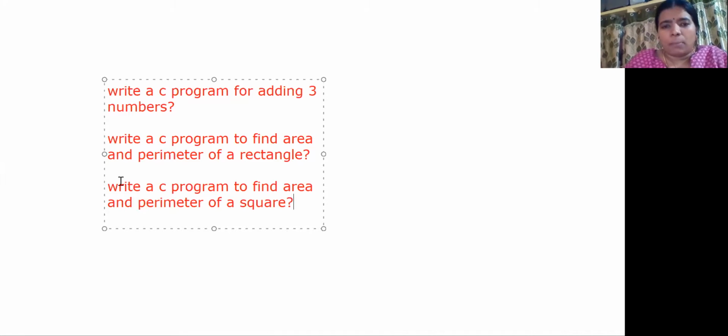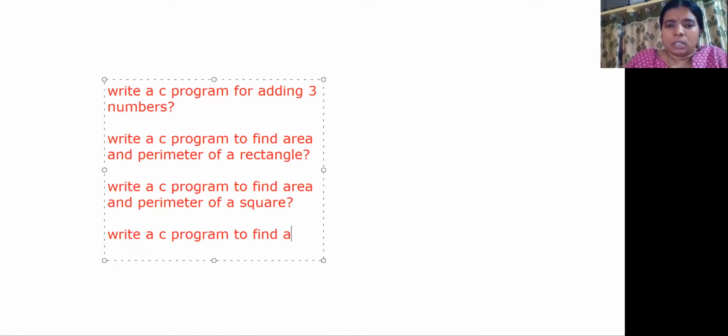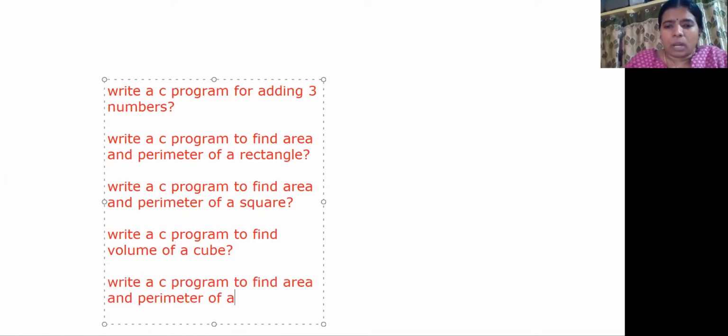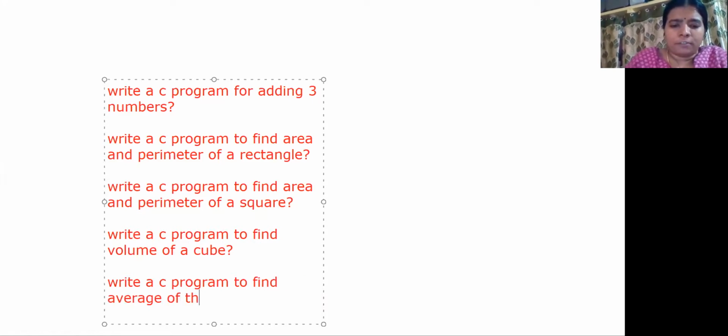These are called formula-based programs. So again, write a C program to find area and perimeter of a triangle. Okay, or we'll write a C program to find volume of a cube. And the last question, write a C program to find the average of 3 numbers. Okay, these are a few problems.